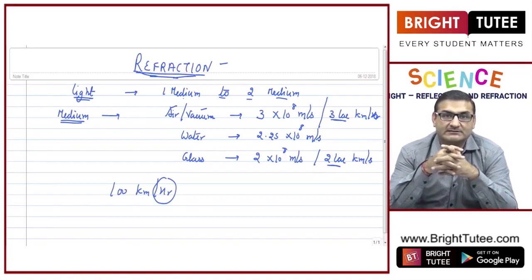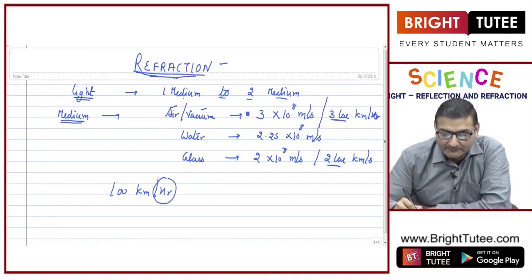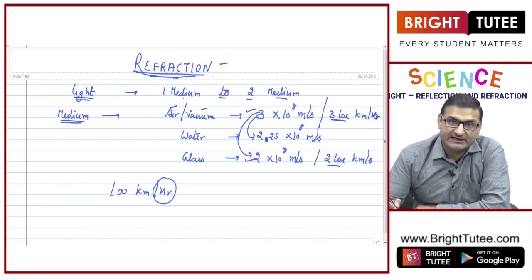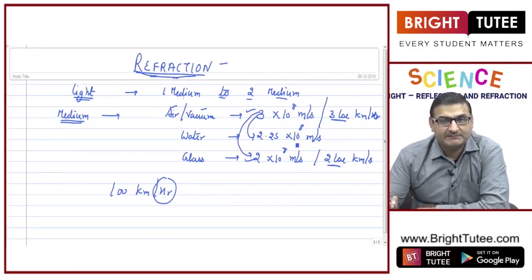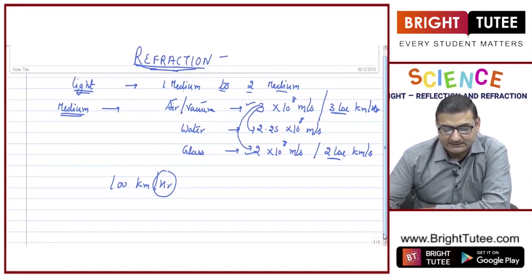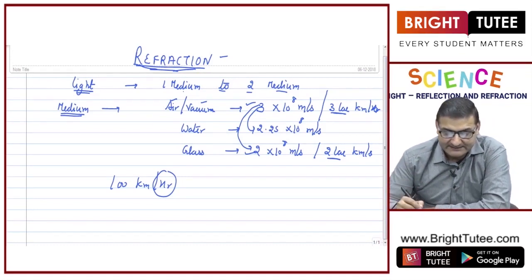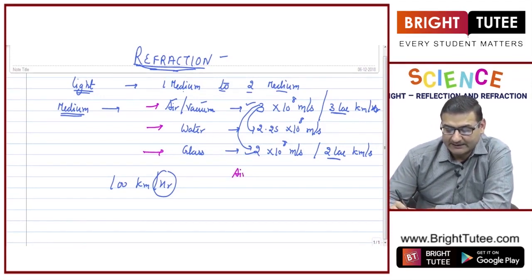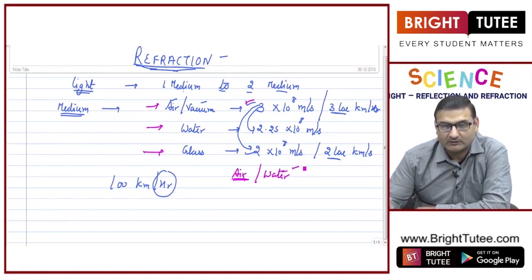The same thing happens when light moves from one medium to another, because then there is a huge sudden change and difference in the speed of light. This is what we will be studying in this chapter. Now, we have seen the speed of light in different media. When I compare two media, for example air and water, I see that the speed of light in air is more and the speed of light in water is less.